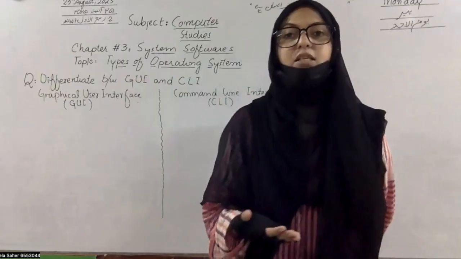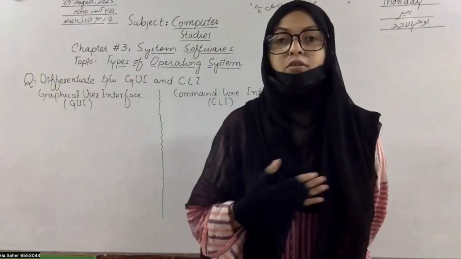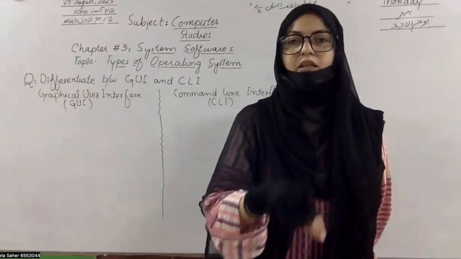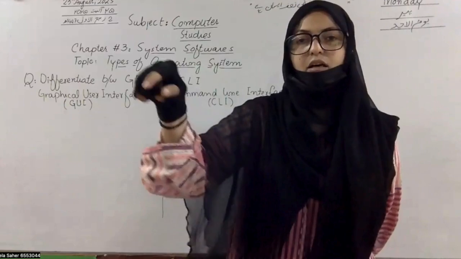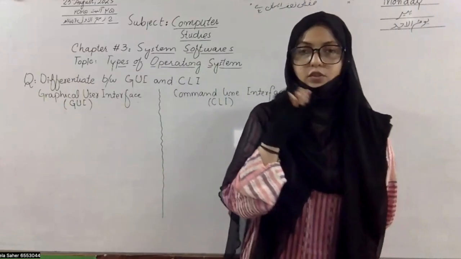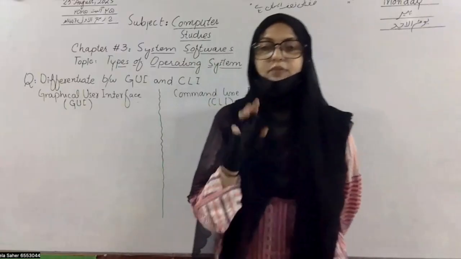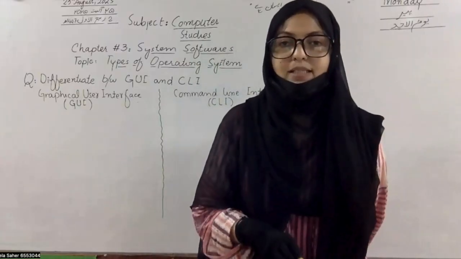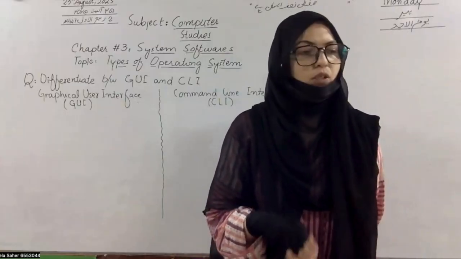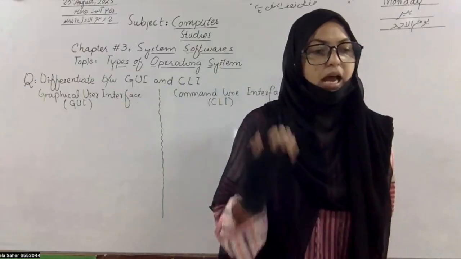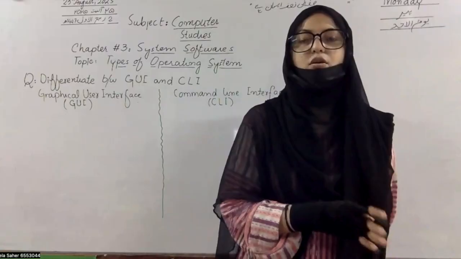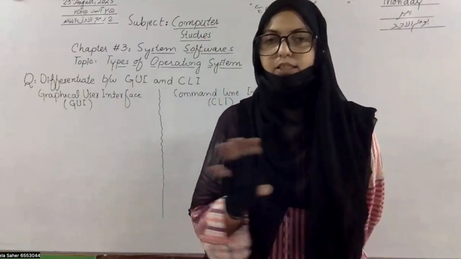This is an interface. This is the interaction of me as a user with my computer by pressing the icons, the buttons, and the menus. So if you are interacting with your device by pressing different buttons, different menus, different icons, it means that you are using the interface which is known as the graphical user interface. Is it clear?